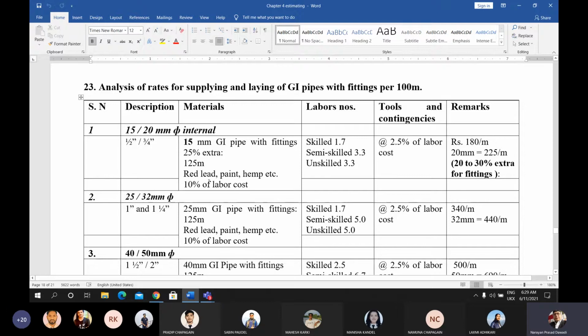Okay, and for joining the pipe, we need M seal, etc. We need M seal and we need hemp for joining the pipe. This red lead is the M seal, and the hemp is the washer.